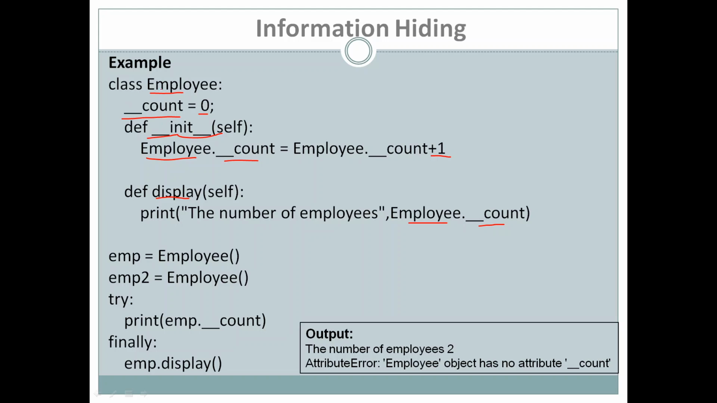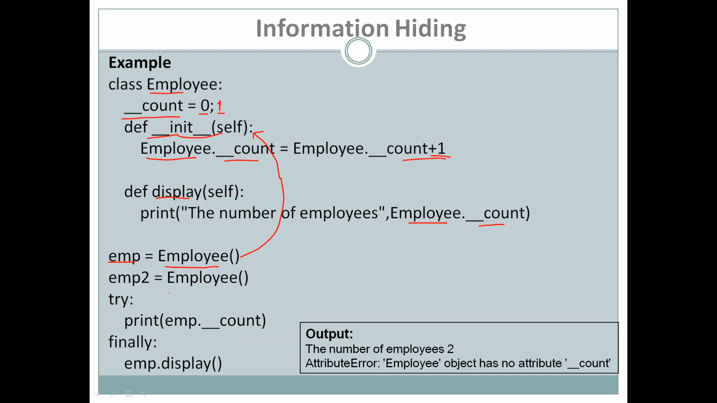Okay, so this is the class Employee. It contains one private variable count, one constructor and one simple method. Then we have created an object of Employee here. You can see emp equals Employee. Whenever we create an object of a class in Python, it will call the init method. In the init method we have incremented the count by 1. So initially count was 0, it is incremented by 1, so the new value of count is 1.